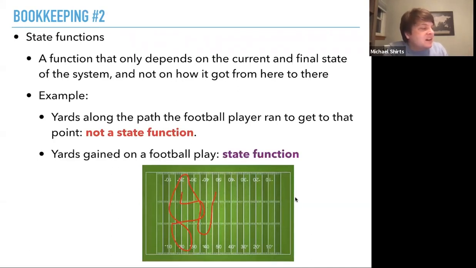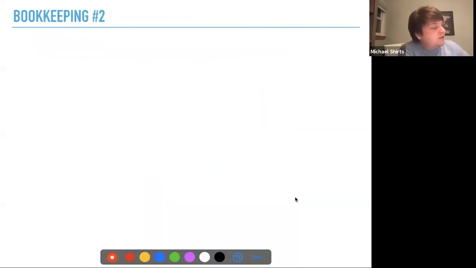The yards gained on a football play, however, is a state function. All it depends on is where you started the play and where you ended the play. So that's an example of something that is a state function. The current position on the field is a state function. What happened during the play, the yards traveled, is not a state function. So that could be bookkeeping number 2.